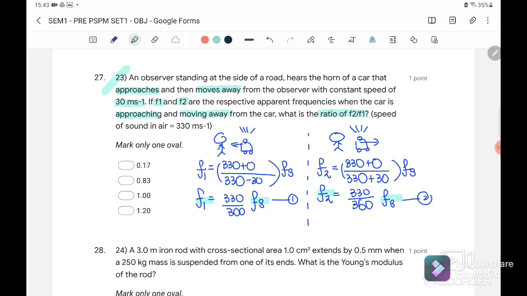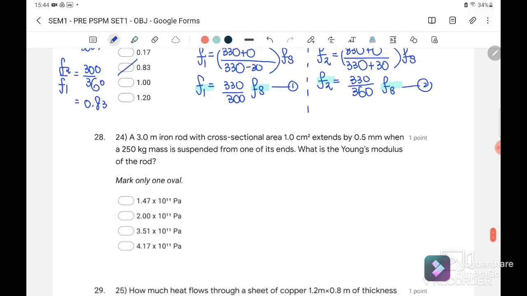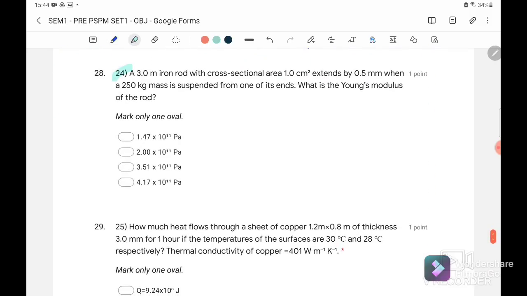And here we have two unknowns, F1 and F2, each in terms of Fs. So we can find the ratio F2 over F1, because the question asks us to find F2 over F1. F2 over F1 is equal to 330 over 360 Fs over F1, where F1 is 330 over 300 times the frequency of the source. Since they are the same, we can cancel 330 and 330. So finally, F2 over F1 is equal to 300 over 360. The ratio that we will get is 0.83. Answer is B.